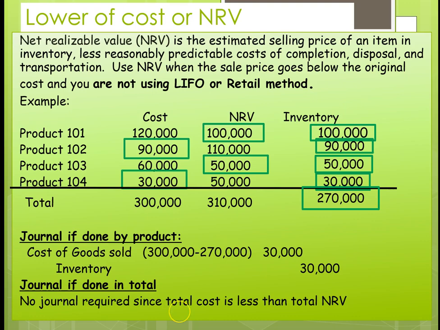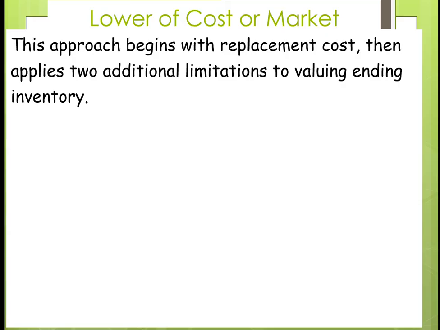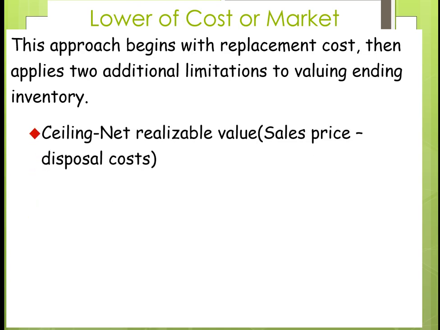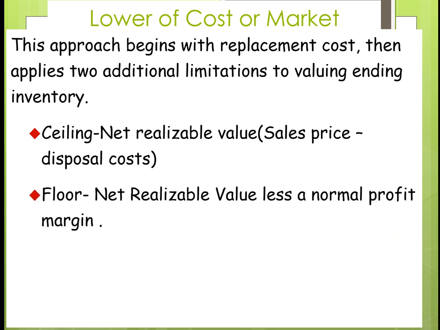Now we're going to look at the other method. Lower of cost or market. Again, this is used when you have LIFO or retail methods. So what we do when we use this method is, before we can come up with market, we first have to calculate the ceiling, which is the sales price minus disposal costs. And then we're going to create a floor, which is the net realizable value, sales price minus disposal cost, and additionally, we're going to take off the profit.